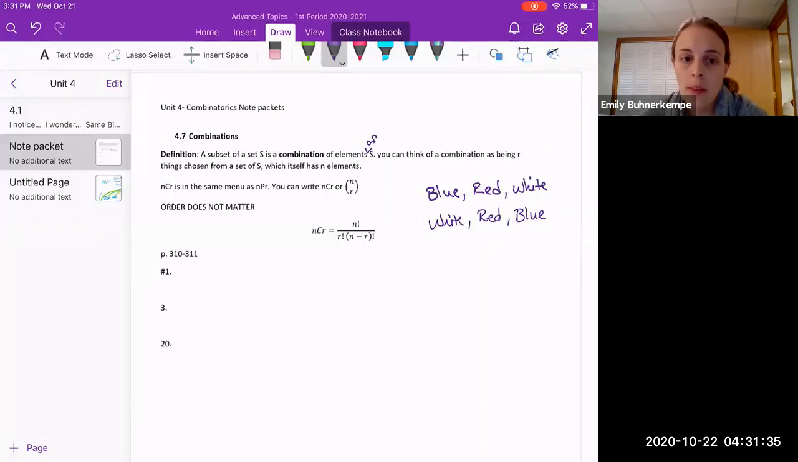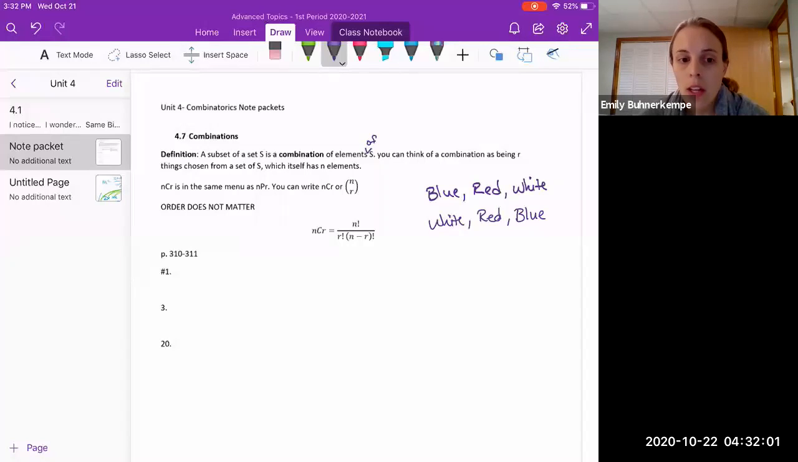nCr is in the same menu as nPr on your calculator. And there are 2 ways in which you can write your combination notation. You can write nCr, or you can write a parenthesis with an n on the top, an r on the bottom, and an extra parenthesis. We saw the second notation earlier in the year when we talked about binomials.